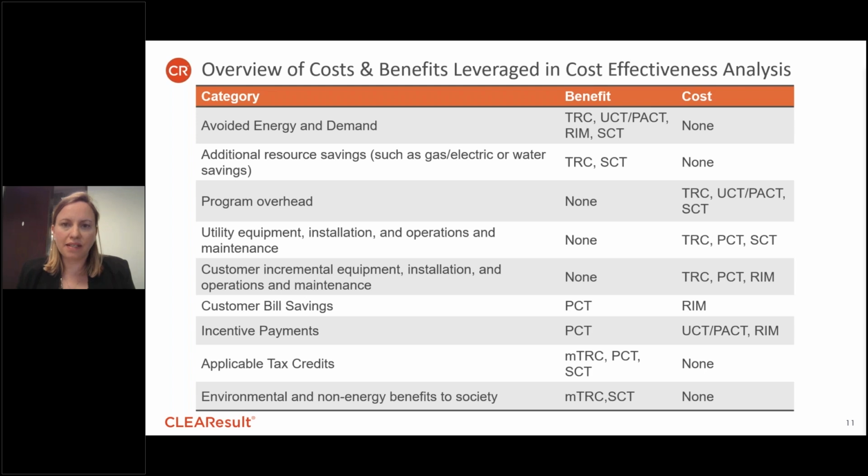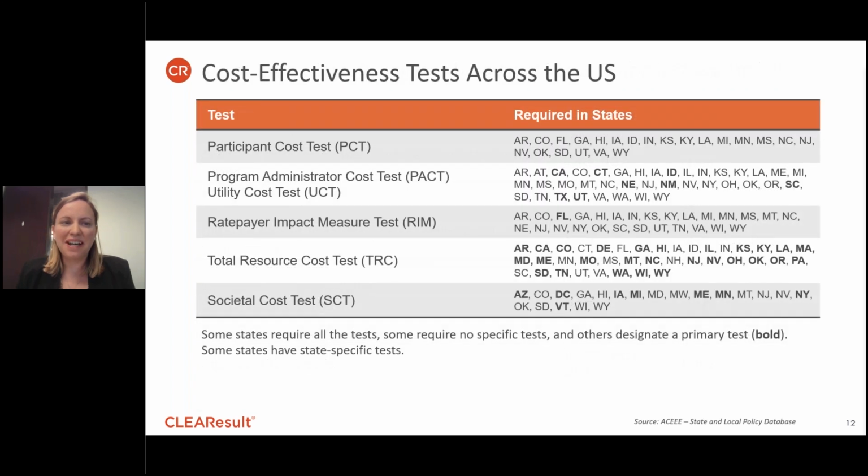So before I hand it over to Katie to do a deep dive on each of the 5 cost tests to get the details of what goes into each one, I did want to share a quick table of the 5 cost tests and where they are currently required and where they're being used across the US. So you'll see on the right side, it indicates which states are looking at which tests. Those that are in bold are the designated primary test that the utility will focus on, as in, I will not offer my program unless this cost test is met.